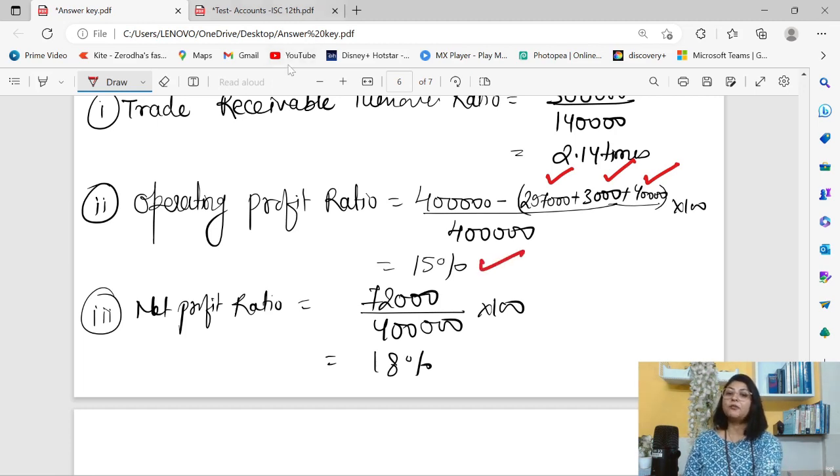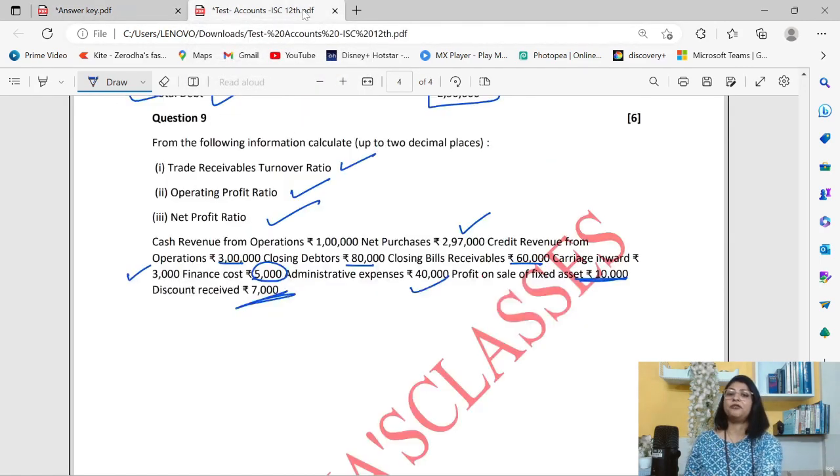Now if I talk about net profit ratio, for calculation of net profit, we will have to take into consideration finance cost also. We will have to take into consideration profit on sale of fixed asset and discount received also. So what are we going to do? We'll take operating profit and we will deduct this 17,000 from there. How are we going to do?